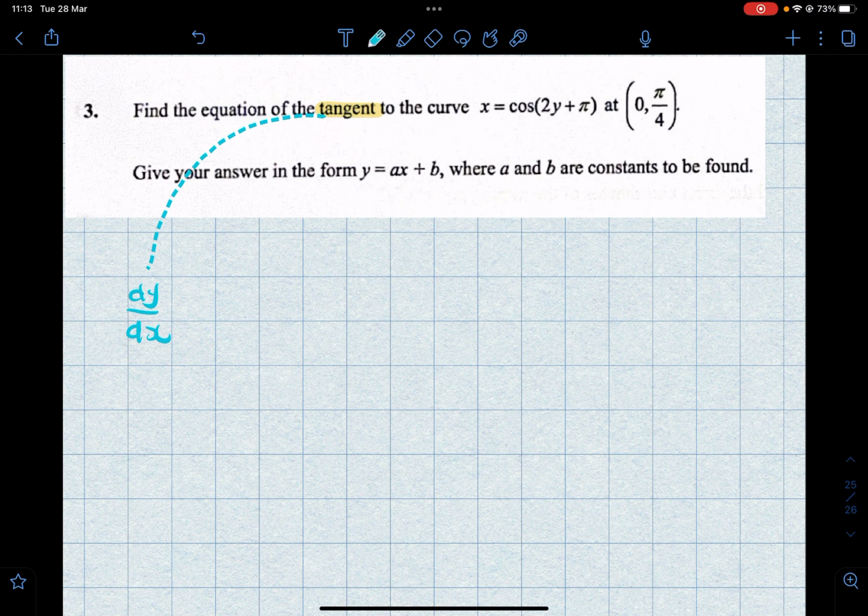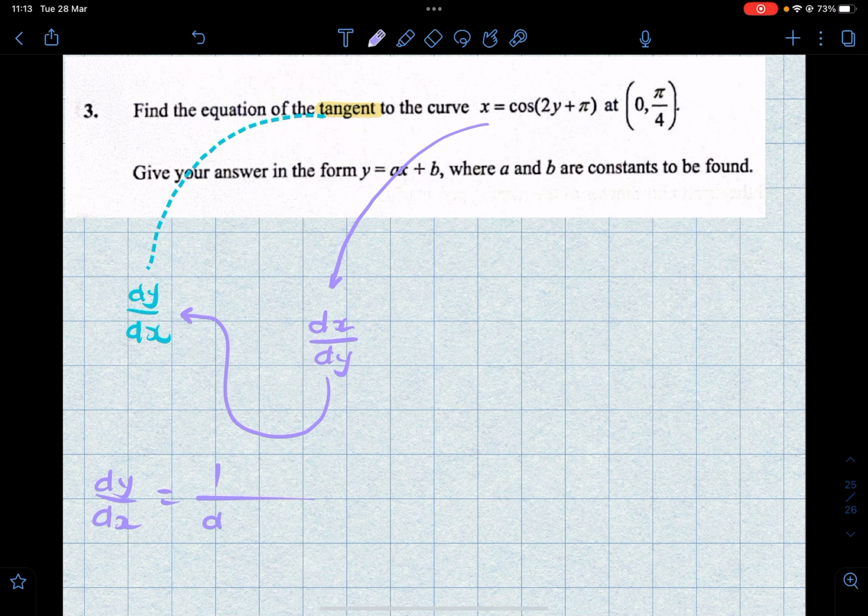So we can probably differentiate that to find dx by dy, and then we can invert it, we can flip it to find dy over dx. So dy over dx is just 1 over dx over dy. So if we differentiate this with respect to y and find dx over dy, we can then invert it to find dy over dx.